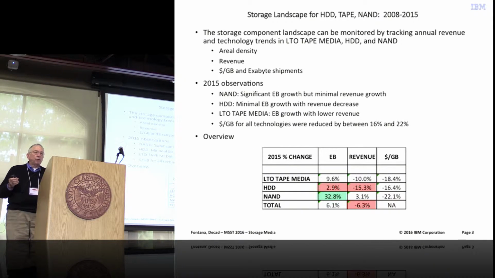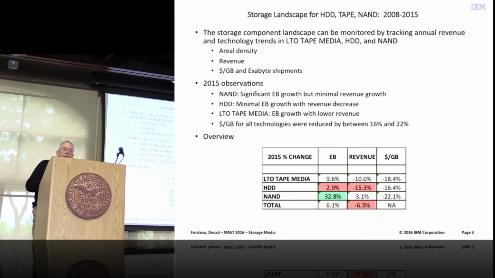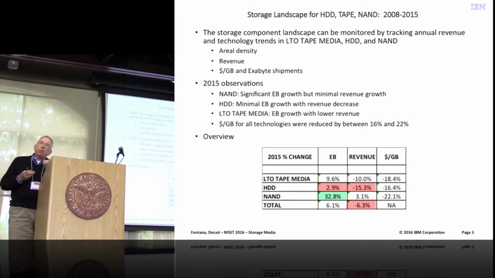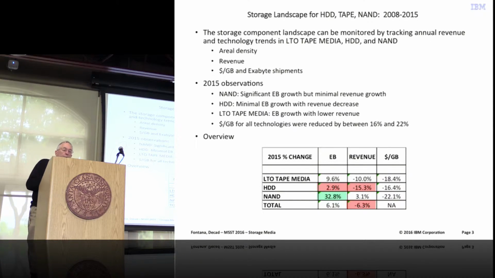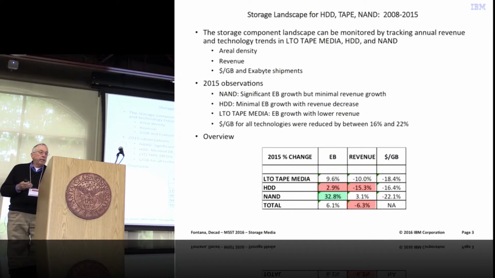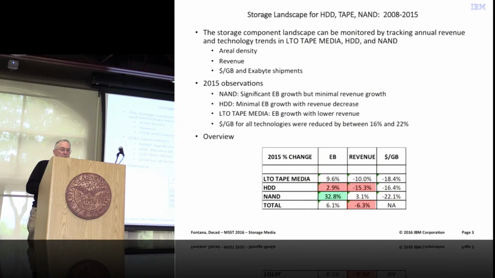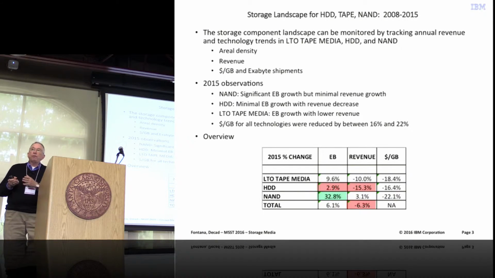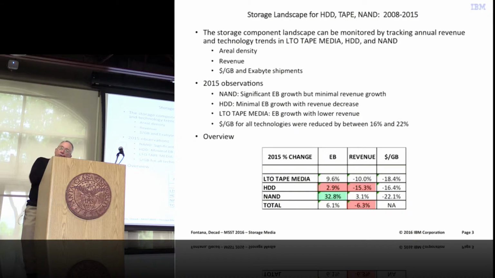So let me give you a broad overview. The storage landscape is monitored by just tracking certain components, particularly areal density. That is to say, the number of bits you can store in a unit area, the revenue, the dollars per gigabyte, and the exabyte shipments or petabyte shipments. And it's kind of interesting to see what we saw from 2014 to 2015, and how that reflects from 2012 to 2015.